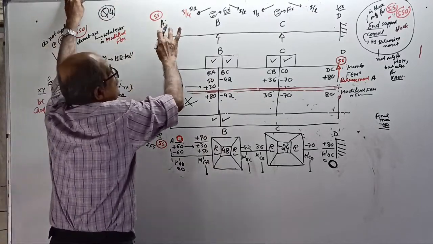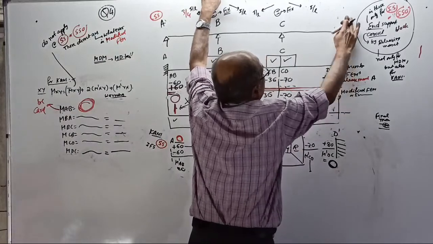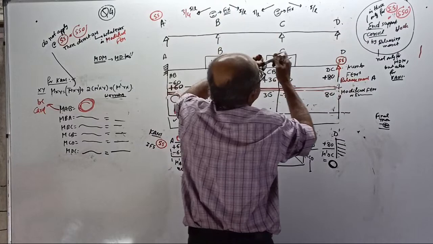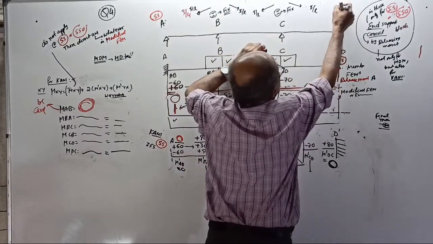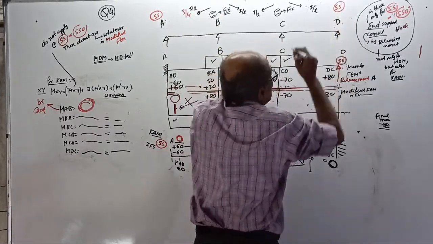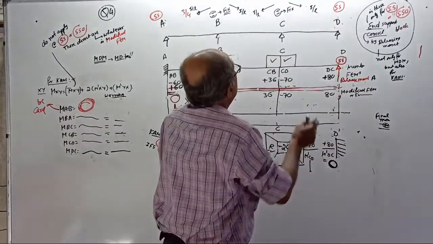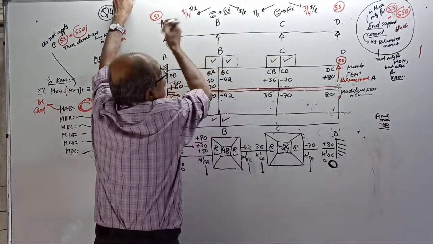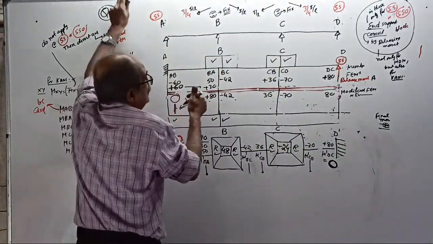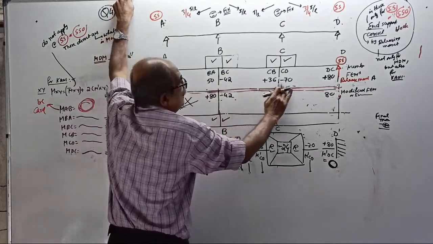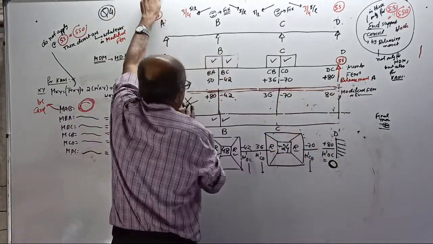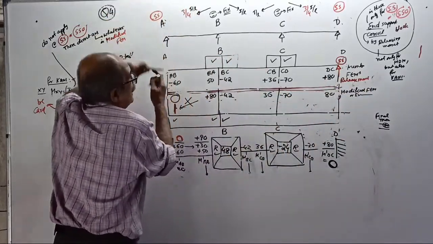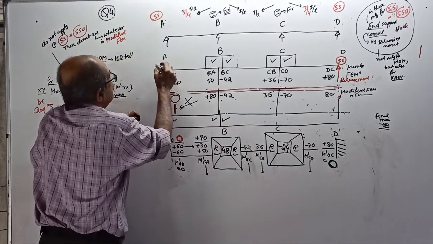Question 4 is A is simple support and D also simple support. Even D also is simple support. This is also simple support. Therefore, see, this is 3/4 I by L. This also 3/4 I by L. Therefore, this time, tell me, release moment where? This time you should write what? Simple support. Remember, simple support.